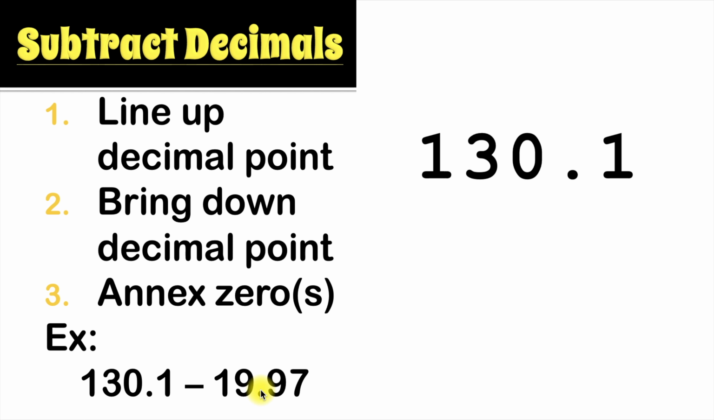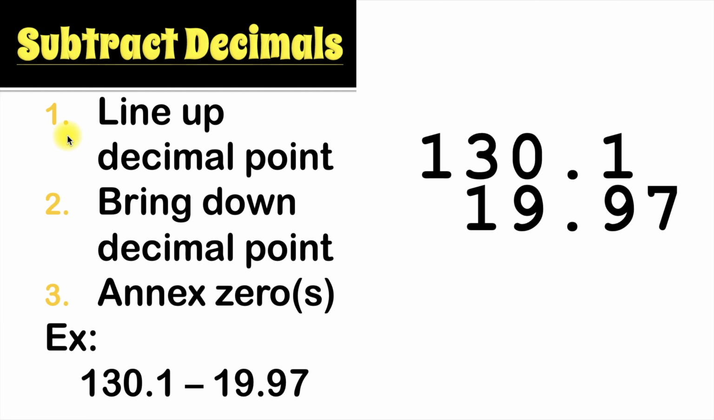But the most important thing to do is to make sure that this decimal point in 19.97 is right under the decimal point from 130.1. Because that's exactly what step 1 tells us to do. So we'll write it like this.